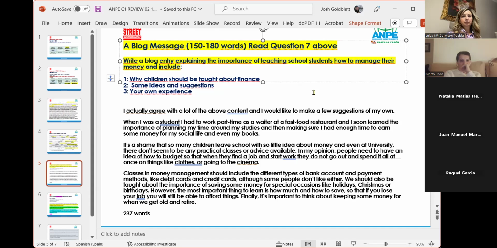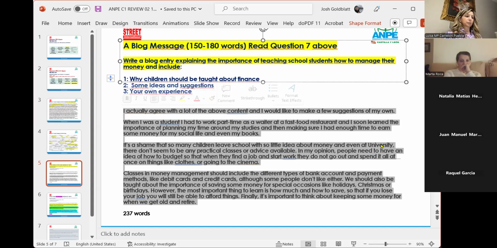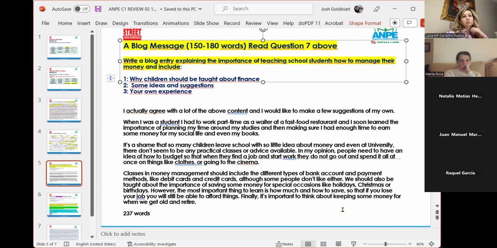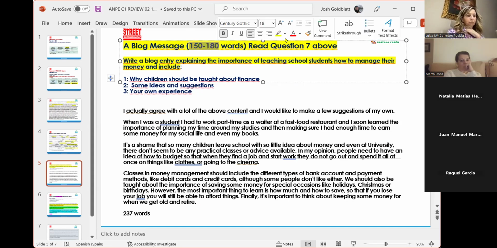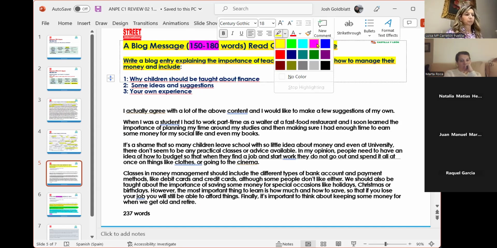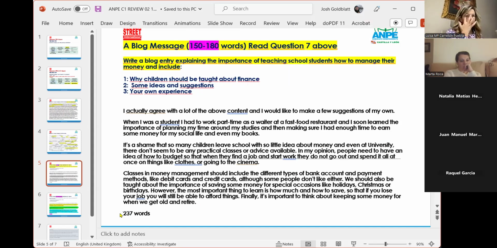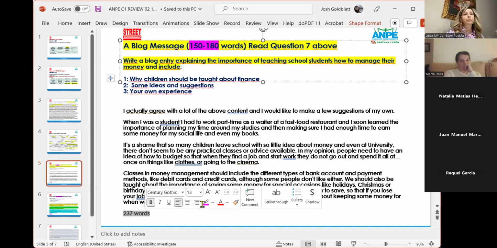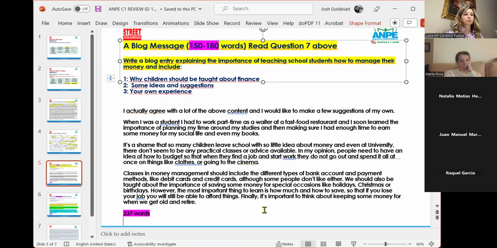Okay, so this was a good essay, which we can see here. It was a good answer, except here it says 150 to 180 words, and our person here has written down 237 words. So that's too long. That's first of all. But let's look at the content. Let's look at the content.